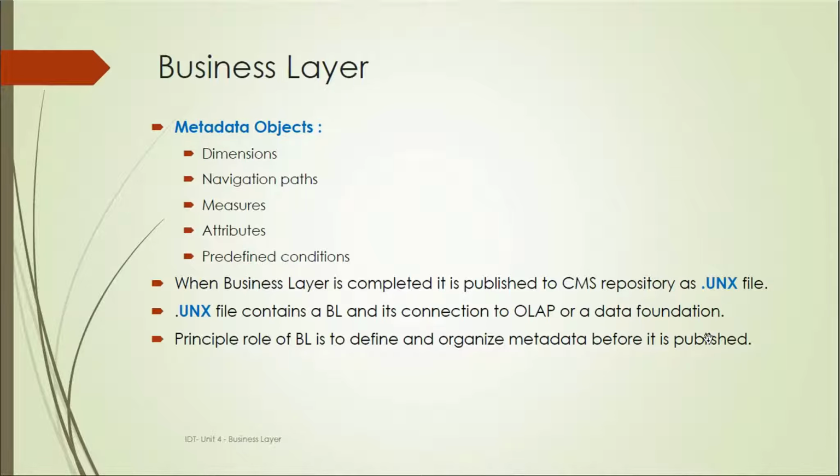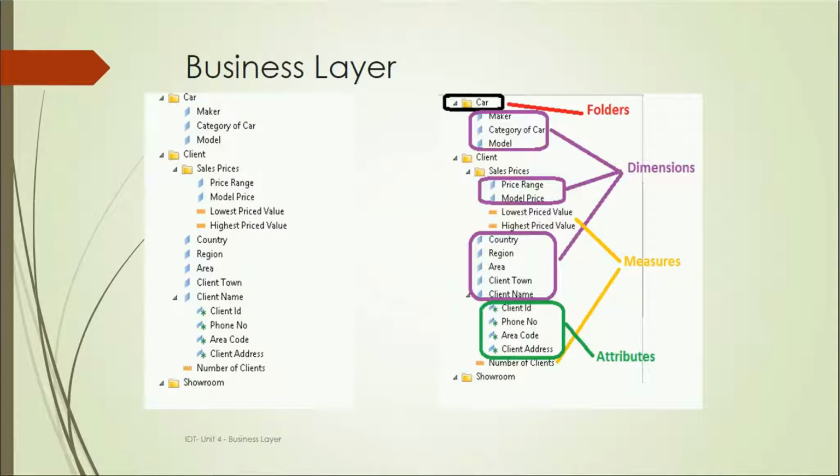So earlier, when the information design tool was not there, it was published as .unv, which means universe file. But now it has been changed with the information design tool to .unx. So the .unx file contains a business layer and its connection to OLAP or a data foundation. And the principal role of the business layer is to define and organize metadata before it is published.